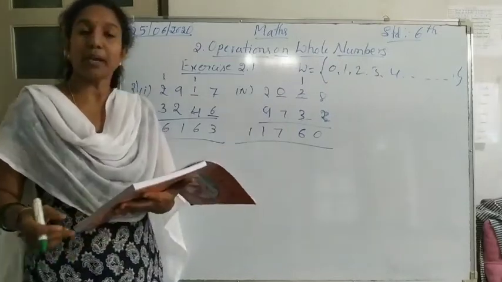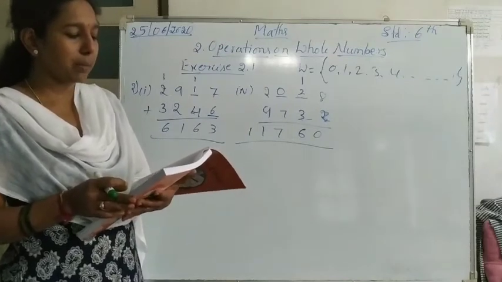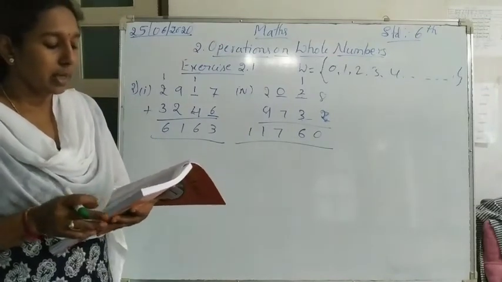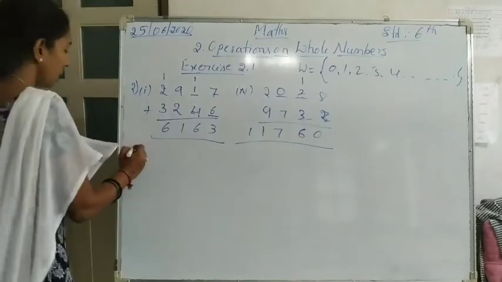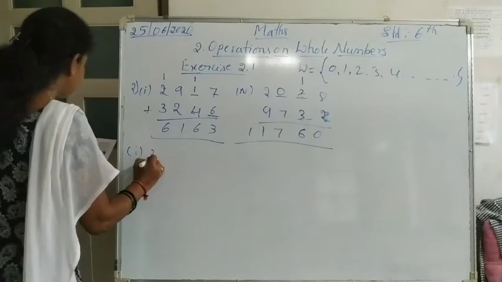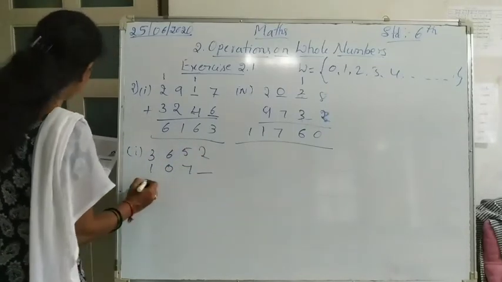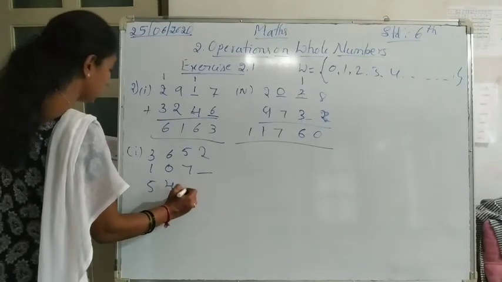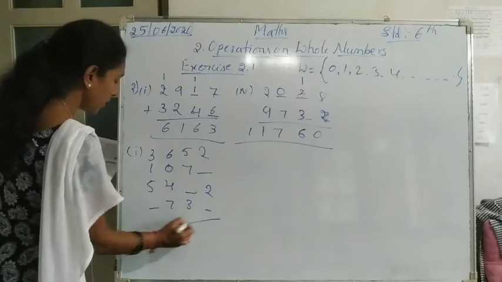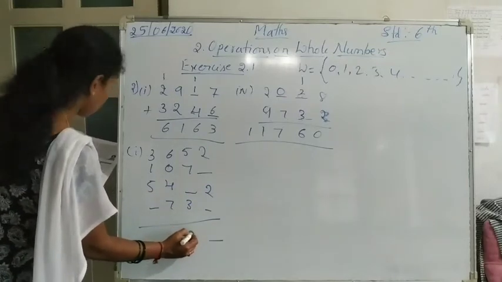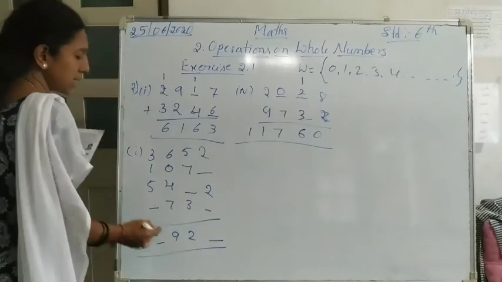Okay. Next one, fifth one. Find the missing digit in these addition sums in which the digit is the same in each blank for each sum. So here, the first one I will take. 3652, 107, 54, 2, 73, 29, and 1. Okay, so this is like this.